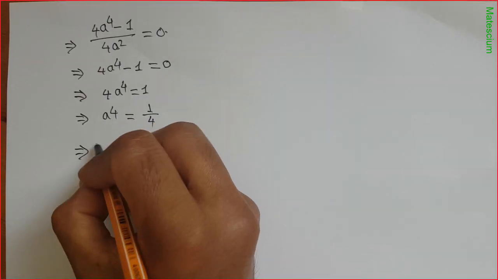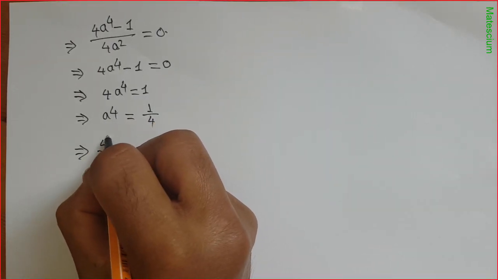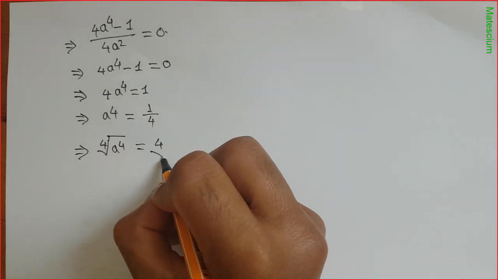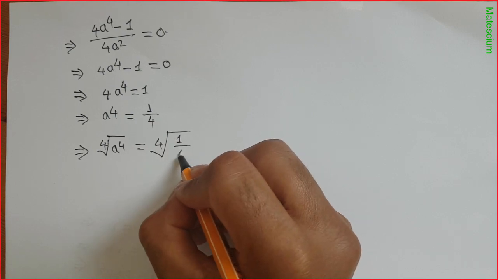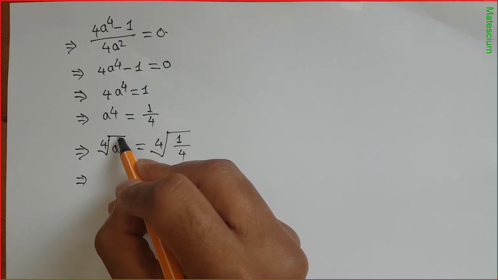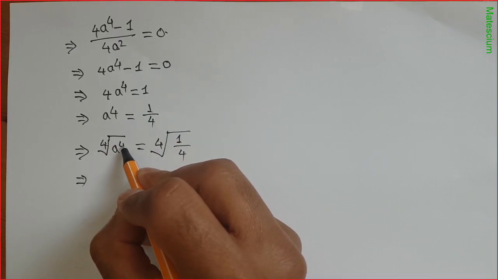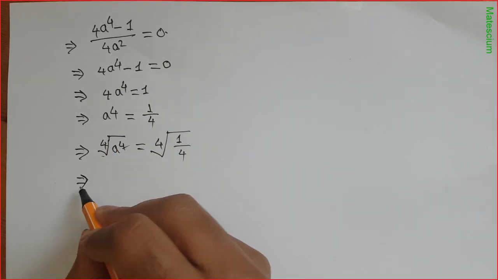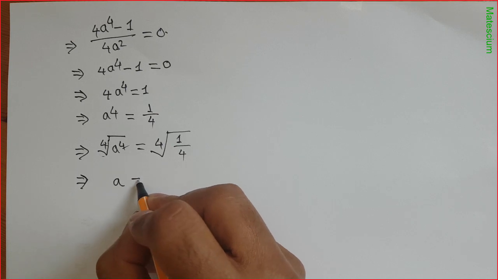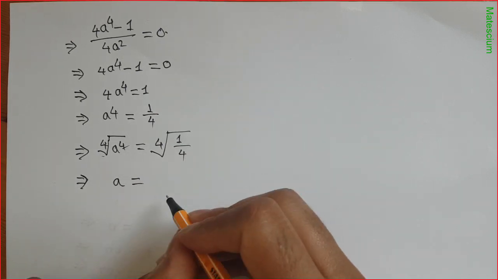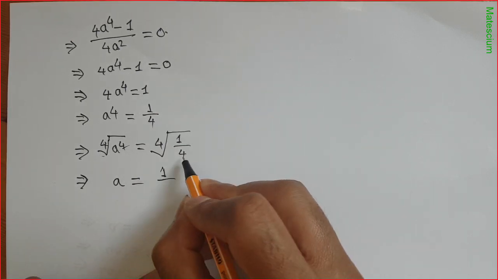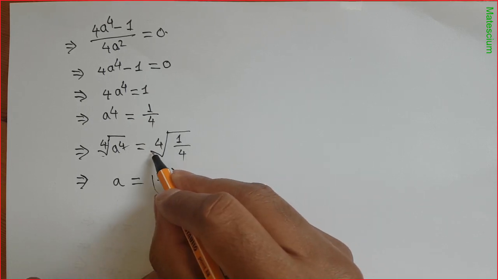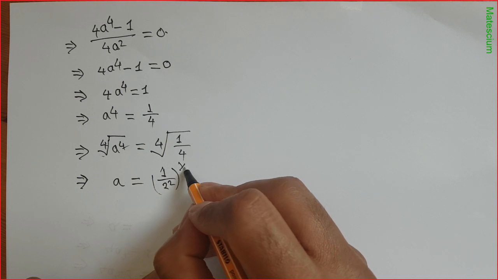I'm introducing a new thing: fourth root on left hand side and fourth root on right hand side. This fourth root and this a to the power 4, this part and that part, they cancel each other, and remaining on left hand side is only a, and right hand side is remaining 1 over this fourth root of 4, which means square root of 2, and this fourth root means 1 over 4.